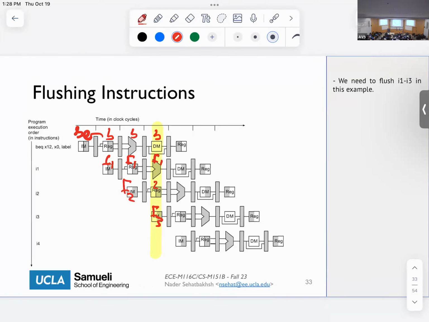So at this cycle here, the branch goes here. The I1 doesn't continue coming. So here we're going to get the bubble. I'm going to show it with you. And then again, here I'm going to have a bubble. So this is a branch, this is a bubble. And then I'm going to put another bubble.